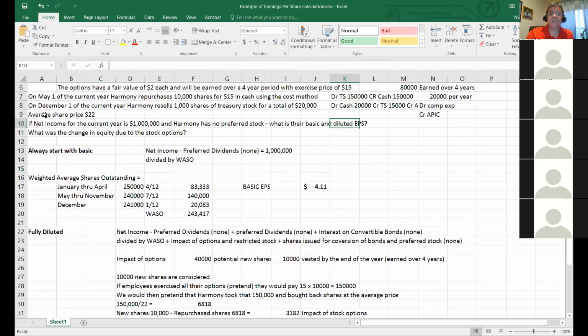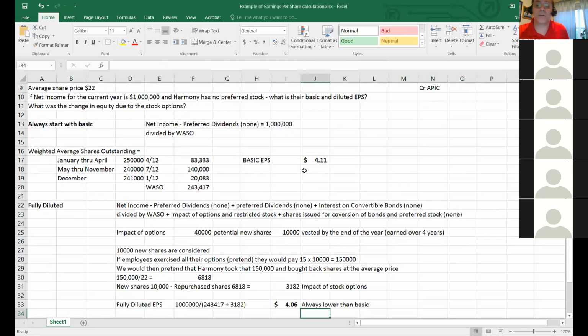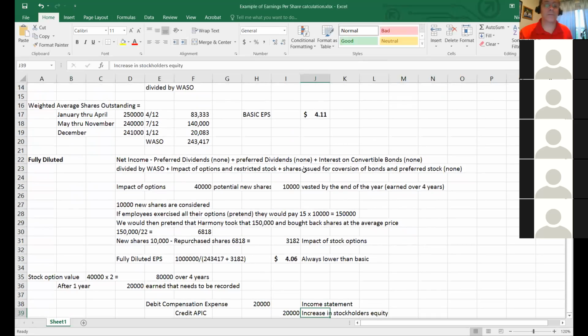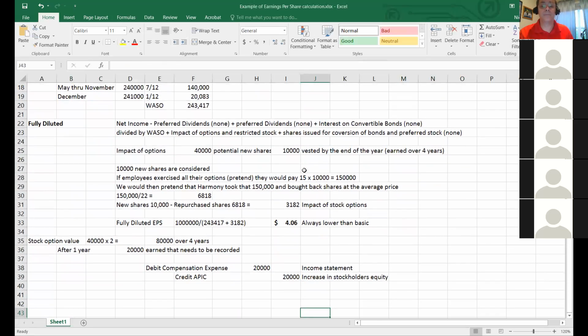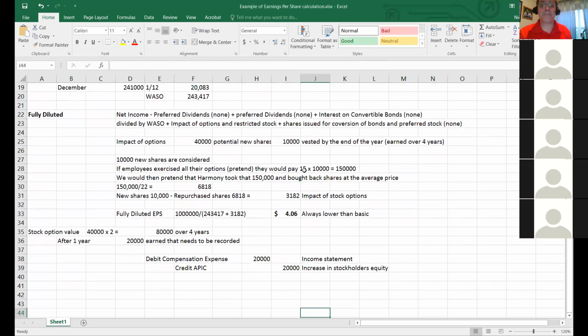If that were 13 average share price, then we don't need to pretend because we know they're not going to turn in their shares. They're not going to turn in their options. Okay. And here's that journal entry for the compensation expense, a little more clearly laid out.